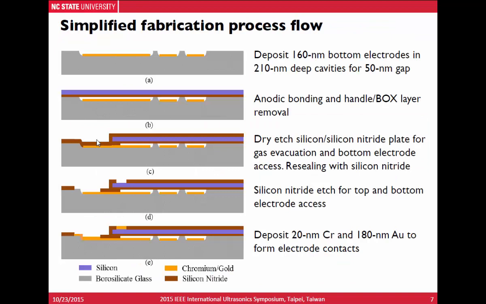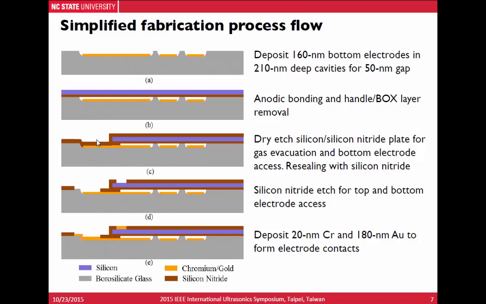This is the simplified process flow. We do the first photolithography to pattern the bottom electrode and also the active area. We etch the glass by BOE solution and deposit metal in the cavity to target for a 15 nanometer gap height. We perform anodic bonding after that, and remove the handle and box layer.